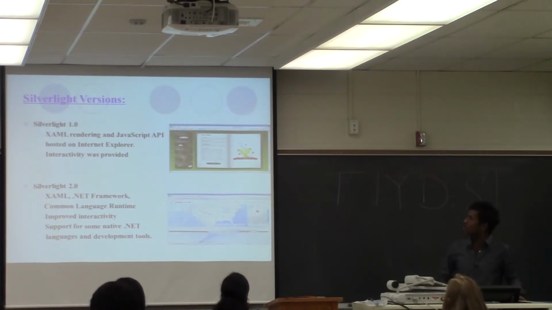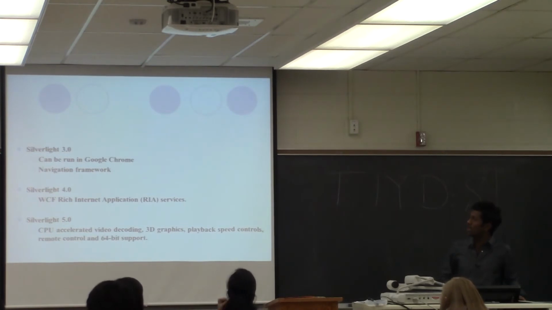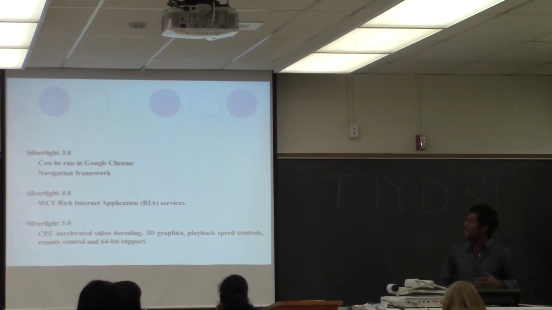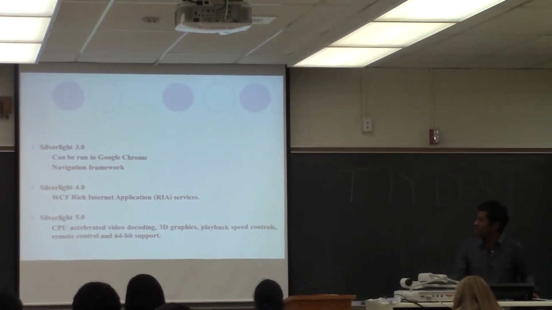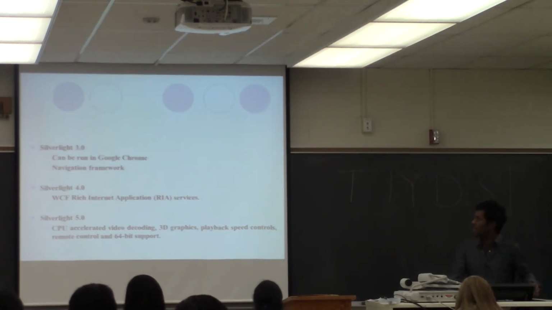And the third one is the Silverlight 3.0 version. The first two versions cannot run on Google Chrome, but the third version can run on Google Chrome, and they provided the navigation framework. The next version is Silverlight 4.0. In this, they improved WCF and Rich Internet Application services. And the fifth one is Silverlight 5.0. In this version, the CPU can accelerate video decoding, 3D graphics, playback speed controls, remote control, and 64-bit support.